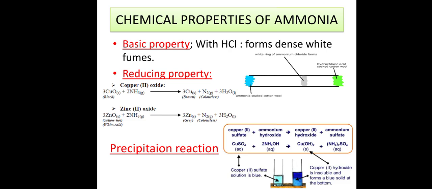Precipitation reaction. When ammonia solution is added to blue colored aqueous solution of copper sulfate, at first a bluish white precipitate of basic copper sulfate is formed. Then on addition of excess ammonia solution to this, a dark colored solution of a complex salt, cuproammonium sulfate, is formed. Which on dissociation gives copper hydroxide and ammonium sulfate.